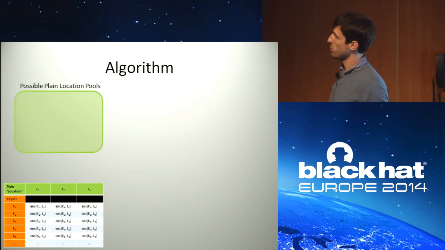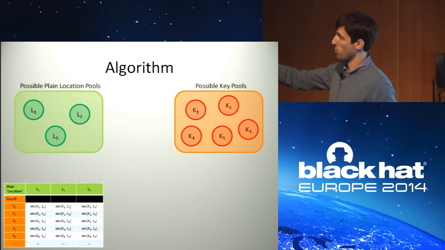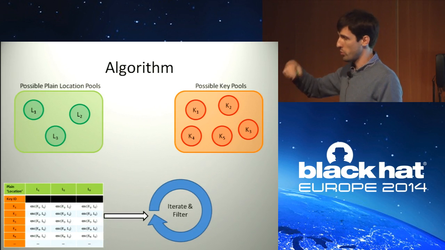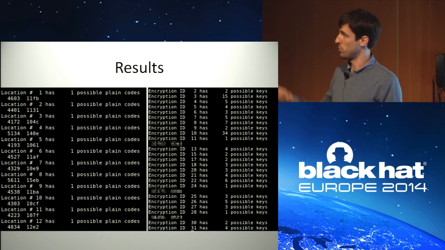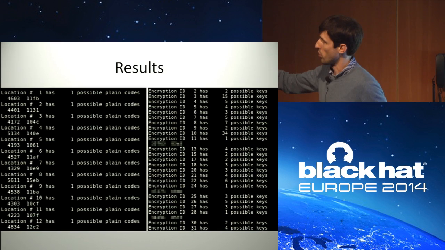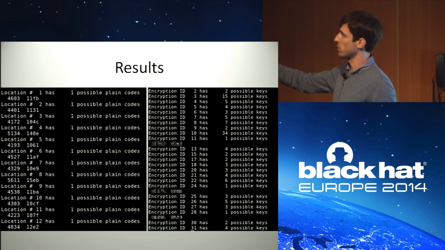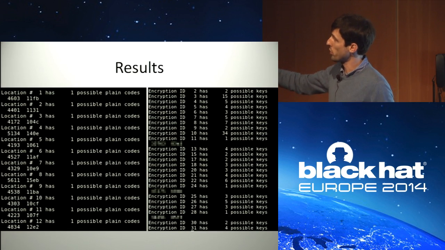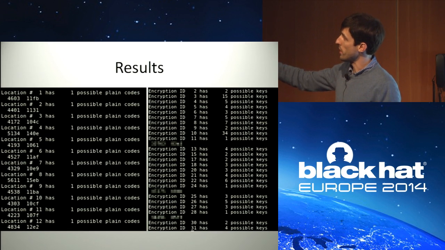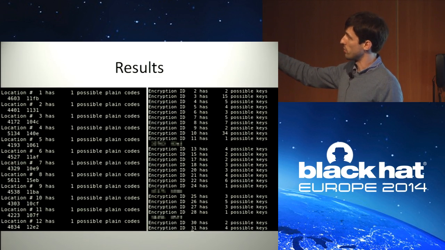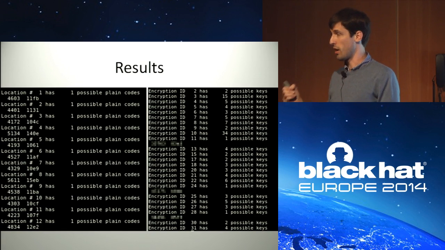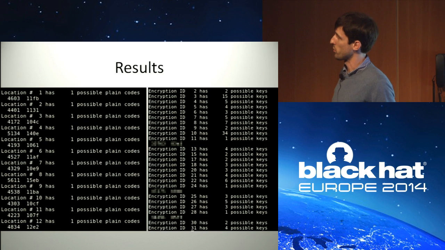And essentially, if you look at it this way, you have your possible pool of known location codes, possible pool of keys. You go through this iterative algorithm, and you cut everything down, and then you end up with something like this, where with a relatively not a huge amount of information collected over a course of weeks, you essentially end up recovering keys. And what's also interesting is that even though for many of the encryption IDs haven't recovered just this one single key, there are possible multiple matches, due to the nature of the encryption algorithm, you can still recover one matching plain text location code given the encrypted one. So I thought that was an interesting result.